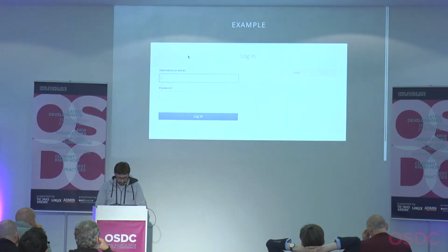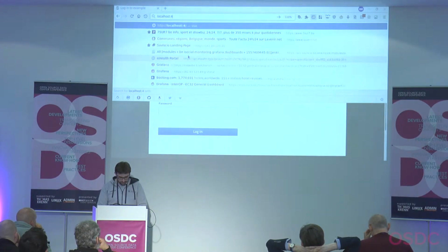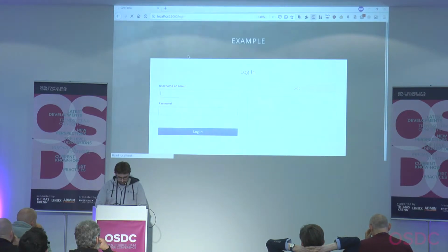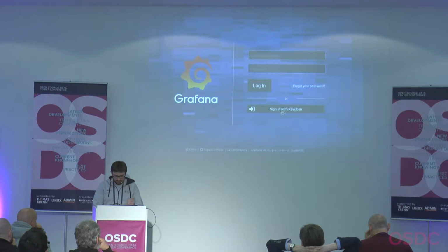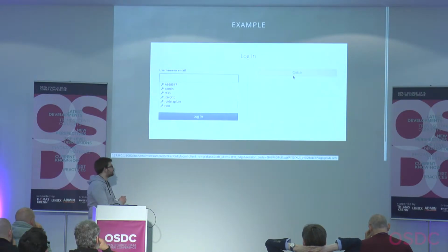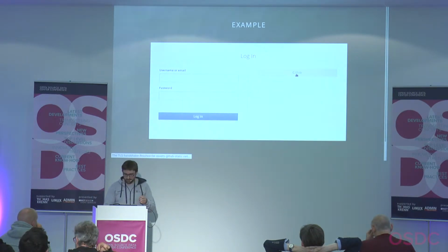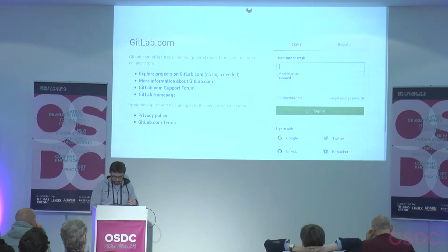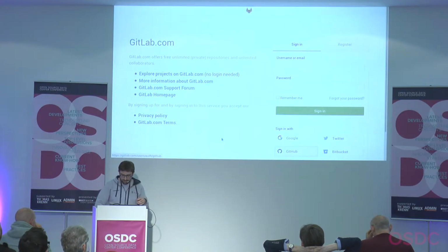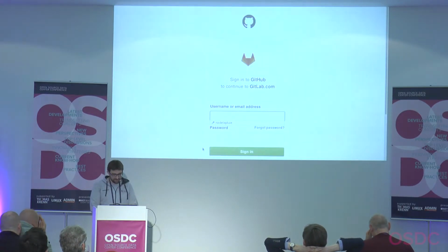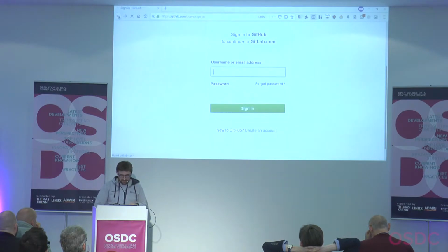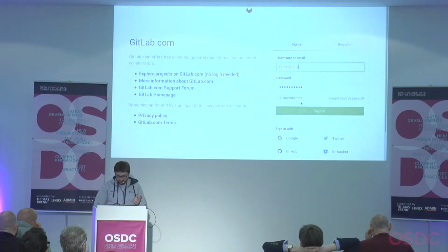I save, localhost 3000, sign in with Keycloak, and then I have the choice to log in with GitLab instead of logging in with my user and password. I click, okay, I sign in with GitHub. I will not be able to sign in with GitHub there. Maybe that's what will work.